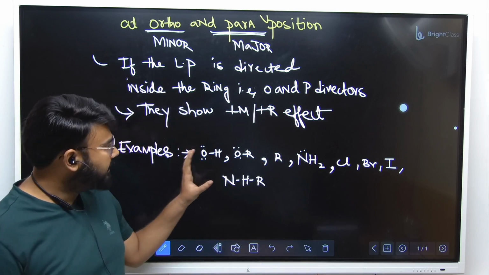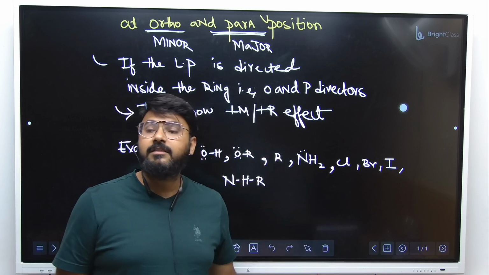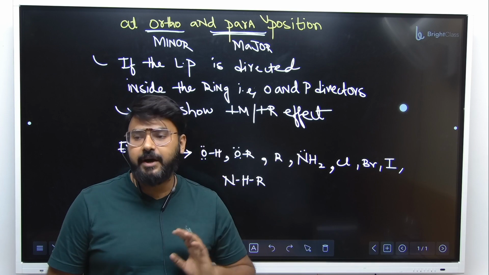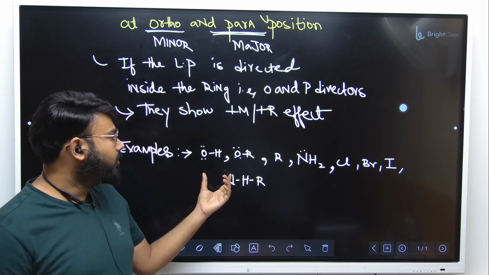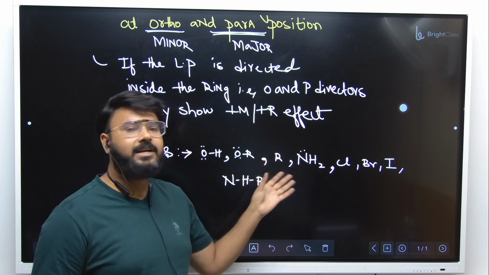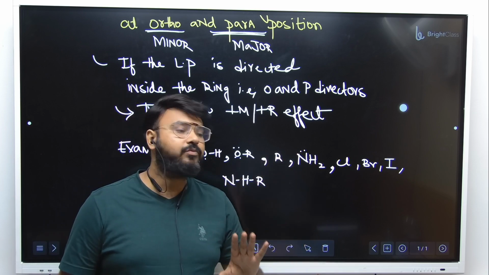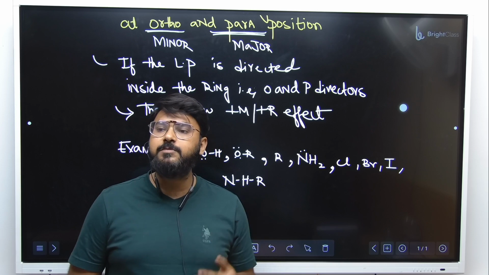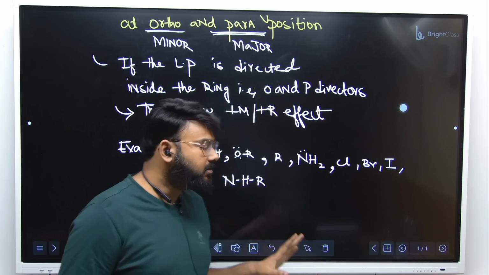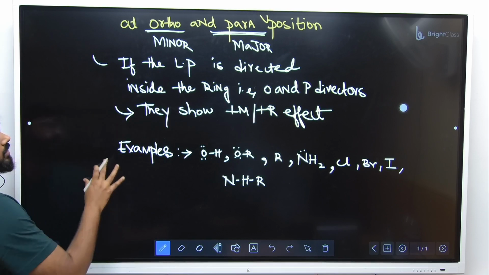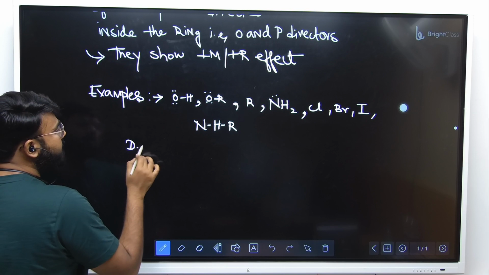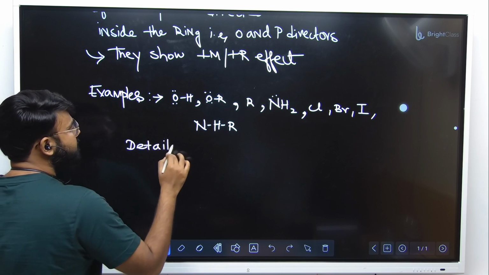So if you see them attached to the benzene ring, that means the electrophilic substitution will take place at ortho and para. Guys, take a note. If you see these groups attached to the ring, they will send the electrophile during electrophilic substitution at ortho and para. Online, is everyone clear what I'm saying? So let's understand how.